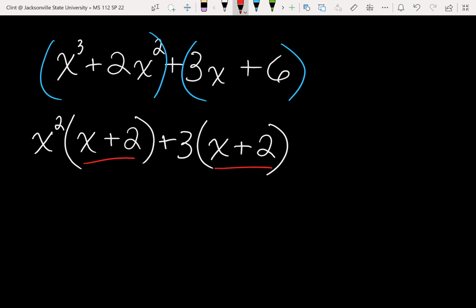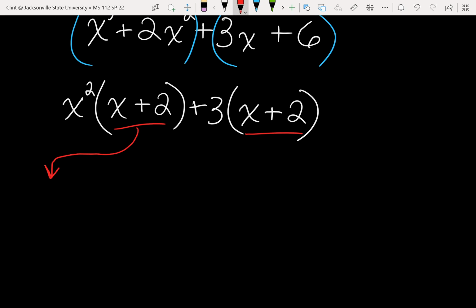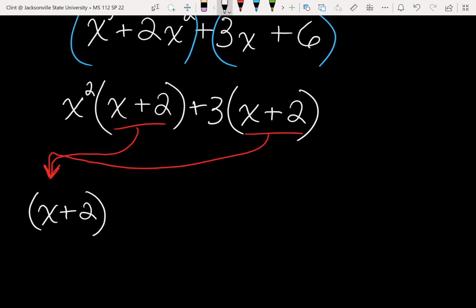In that situation, we can look for a common factor. Turns out that we do have a common factor here. Our common factor is this x plus 2 thing. So we're going to factor out this common factor of x plus 2 and put it in front. When we factor that out, what are we left with? We're left with an x squared plus 3.